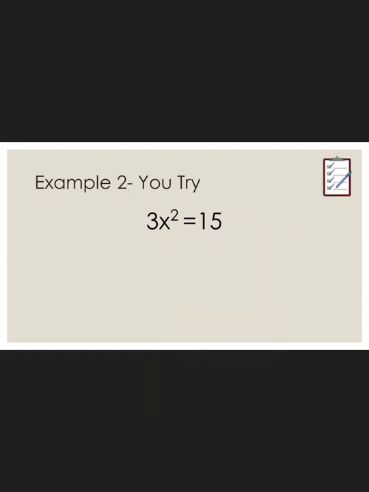For this problem, I would like for you to pause the video and try to do this problem on your own. Alright, so let's check your work. There was no number being added to or subtracted from that 3x squared. So you just need to get rid of the 3, and you do that by dividing both sides by 3.